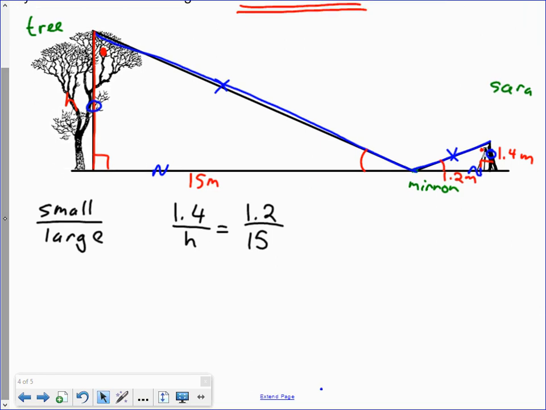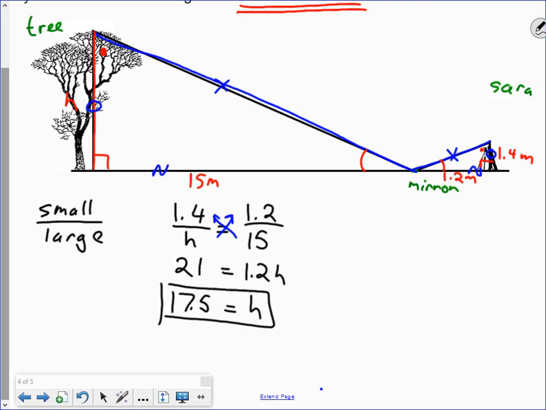So we can cross multiply. We're going to have 1.2h, and then 1.4 times 15 is going to give us 21. And then we divide both sides by 1.2. Our height is going to be 17.5. So what does this represent? It represents the height of the tree. Therefore, our tree is 17.5 meters tall.